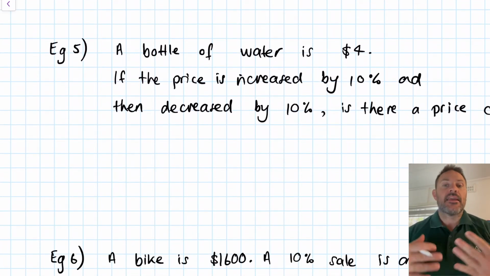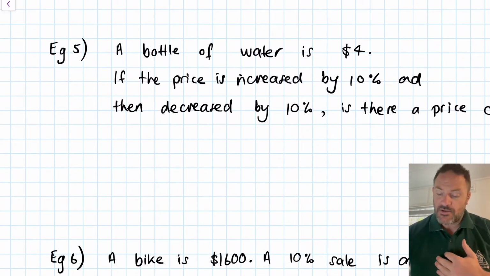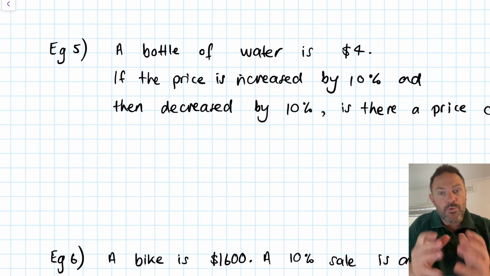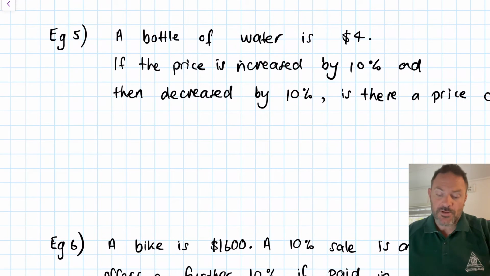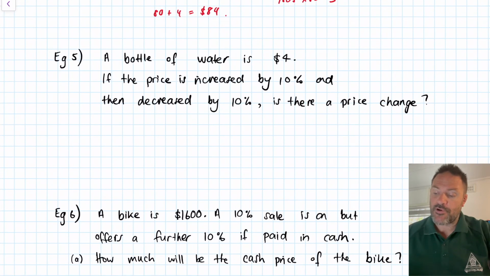Example 5, we start getting into that part B style of question, that working mathematical, a bit of words around it. We have to look for the mathematics, of course. A bottle of water is $4. If the price is increased by 10% and then decreased by 10%, is there a price change?